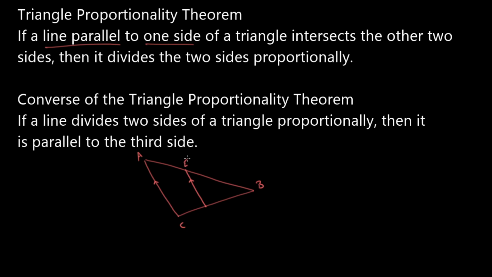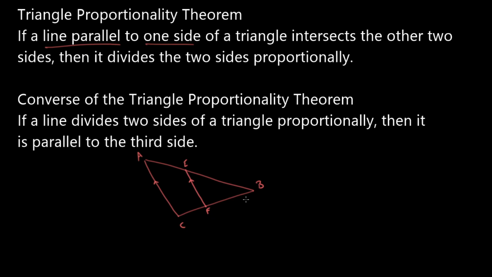So I'll give those points names. This will be E and F. And it says then that it divides the two sides proportionally. So in other words, I'll just leave it how it is. AE is proportional to CF in the same way that EB is proportional to FB. Is one of the ways of looking at this.